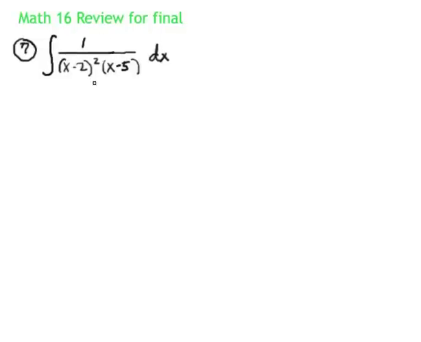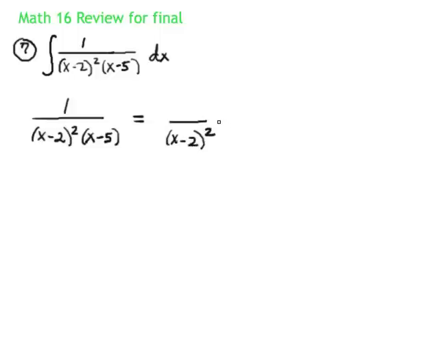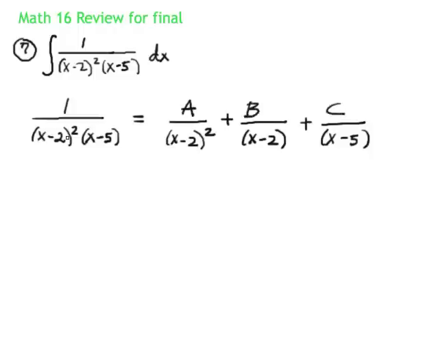Here we have an integral with a rational integrand, and the denominator is factored. So we're going to use the method of partial fractions, and we're going to break up this denominator, or break up the integrand. All right, so we're going to have one fraction with (x - 2)^2 in the denominator, and another one with x - 2. And then one with x - 5. And we just put constants on top of each. That's because these are linear.